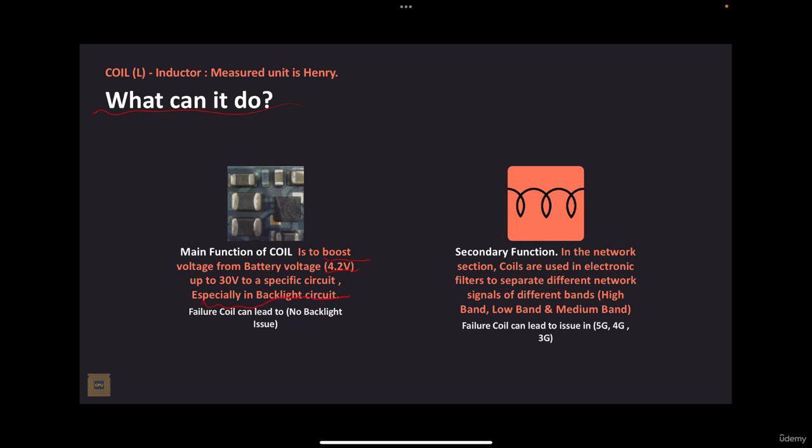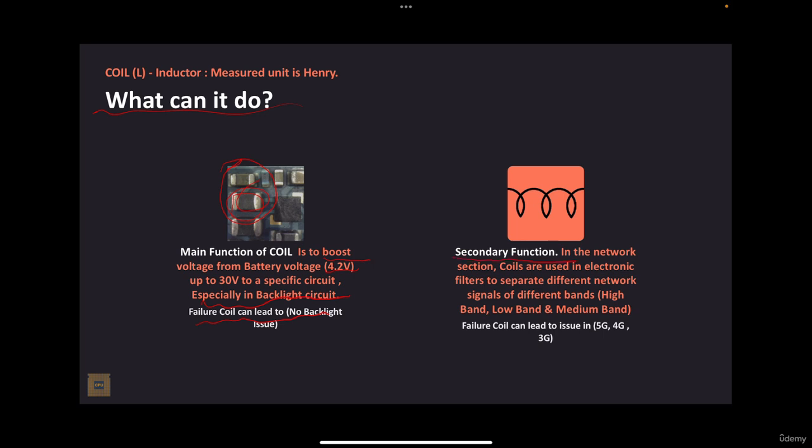Especially in the backlight circuit, failure of the coil can lead to a no-backlight issue, and this is the most probable issue that you are going to see from the coil itself. Someone is going to come to your store and tell you, hey dude, there is no light on the screen, but I can hear voices. Something happened to the screen. You take the phone and check the coil, and you will see that the coil is not working. This is the most common issue you will see from this coil.